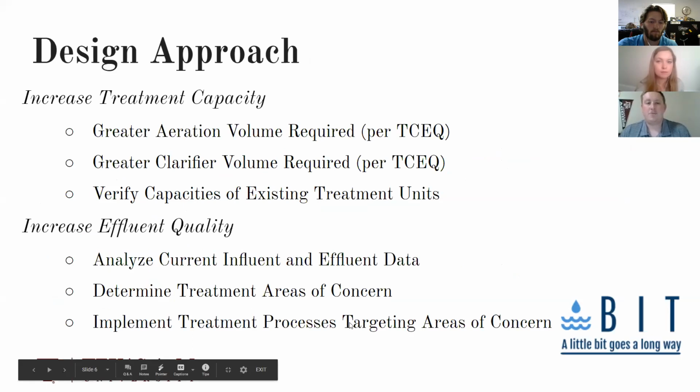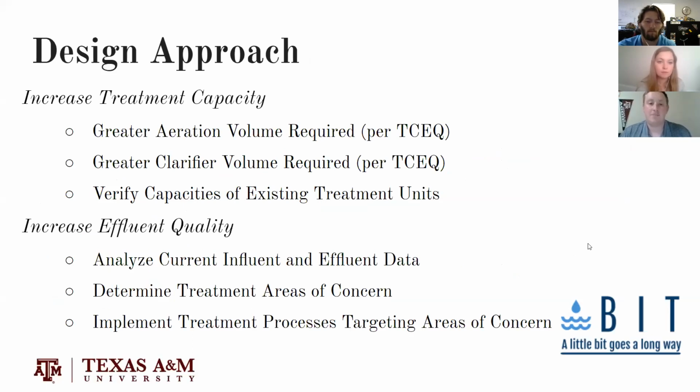Our design approach breaks down into two different categories. The first being an increase in the plant's treatment capacity, and the second being an increase in the plant's effluent quality. In the first category, in order to increase the plant's treatment capacity, we had to design a solution to increase the aeration volume as well as increase the clarifier volume. These two parameters needed increasing due to TCEQ rules and regulations that were discovered in our literature review.